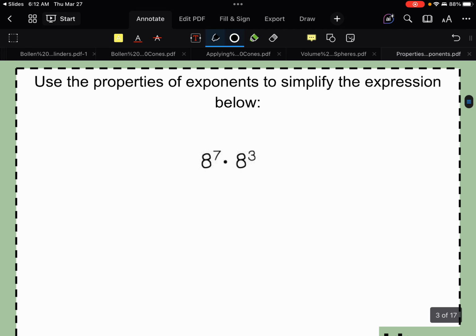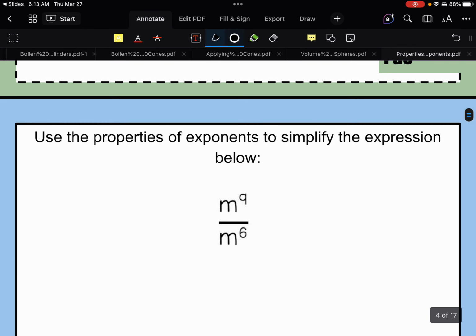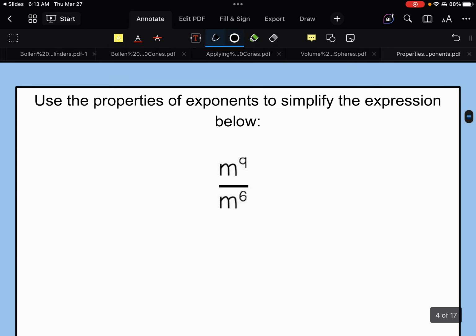So again, I could write out, we have 8 to the 7th times 8 to the 3rd. I could write out 8 seven times and then 8 three times and count them all up and get 10, or I can just know I have the same base, so I can take those two and do 7 plus 3. I get 10. So my answer would be 8 to the 10th power. This is one with dividing, so you're going to subtract the exponents. Go ahead and try this one.